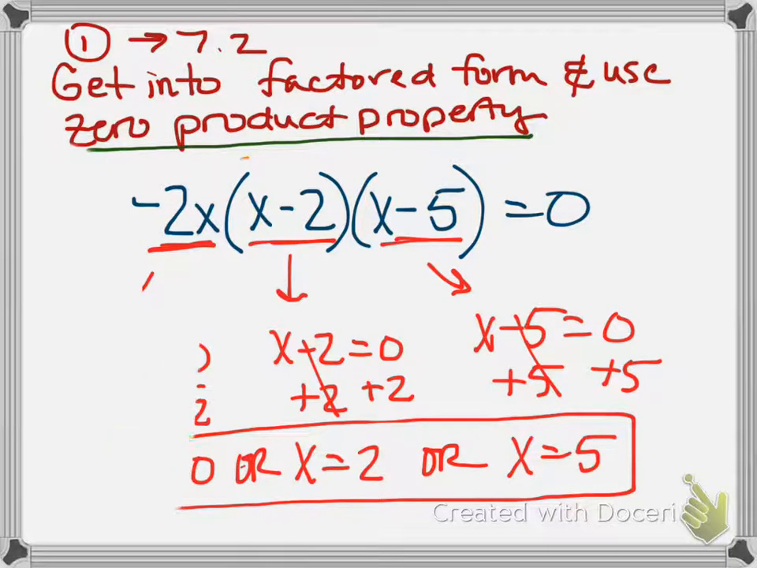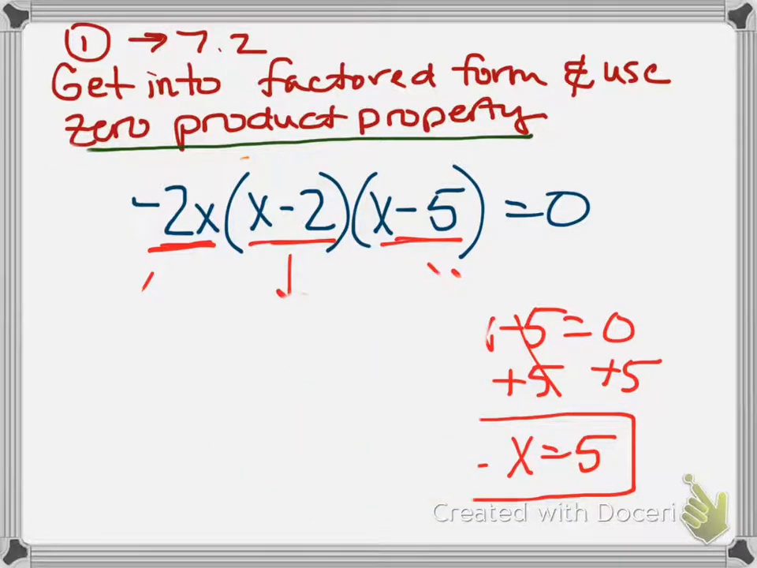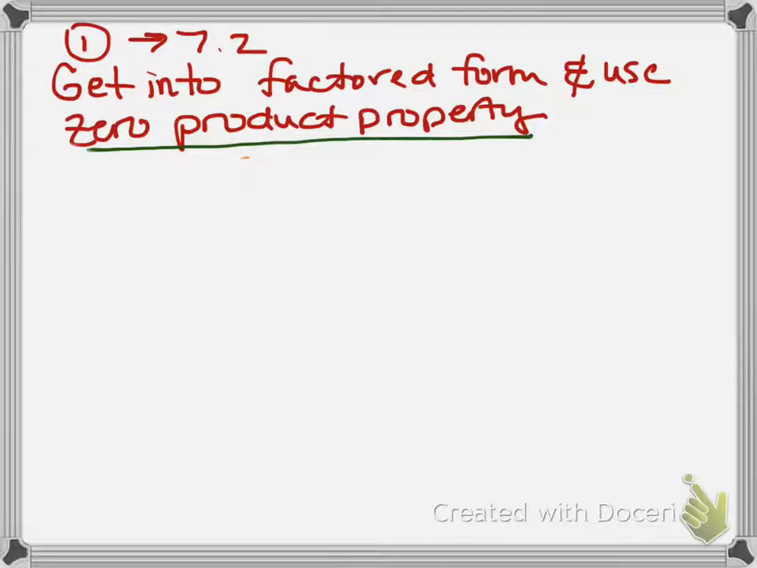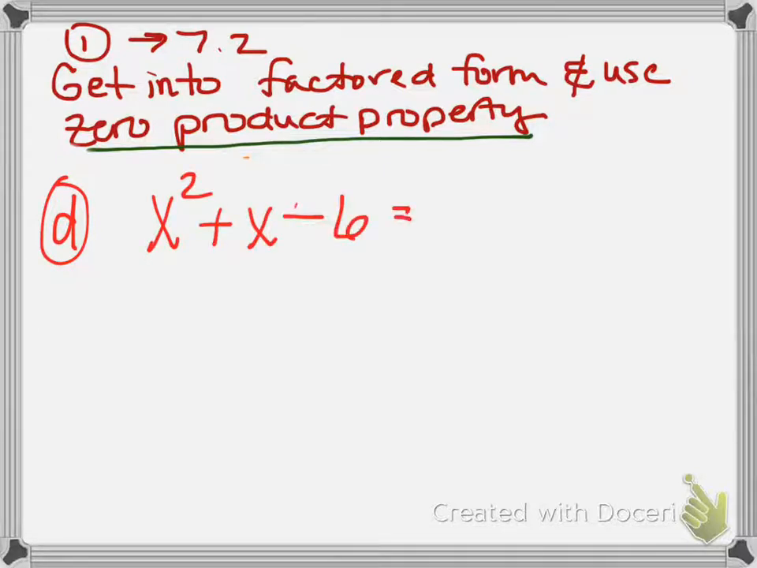So D, E, and F, I'm sure you've noticed by now, are not already in factored form, so we have to get them that way. So looking at D, we have a trinomial, x squared plus x minus 6 equals 0. We have a trinomial and it's quadratic. So to factor this, I could use the X-box method. Since the coefficient of x squared is a 1, I just need to find two numbers that multiply to negative 6 and add to a positive 1.